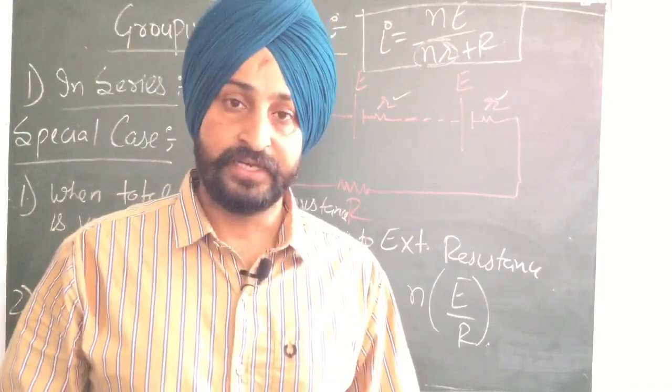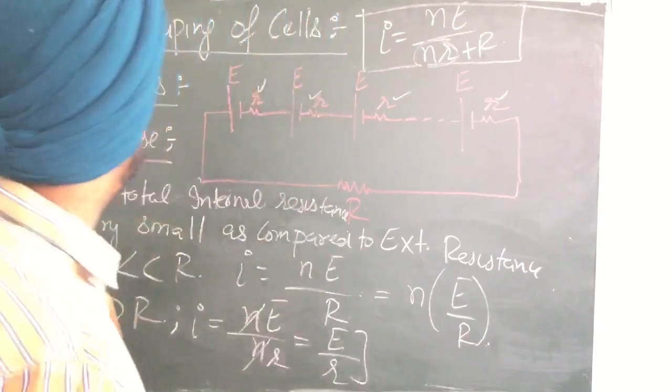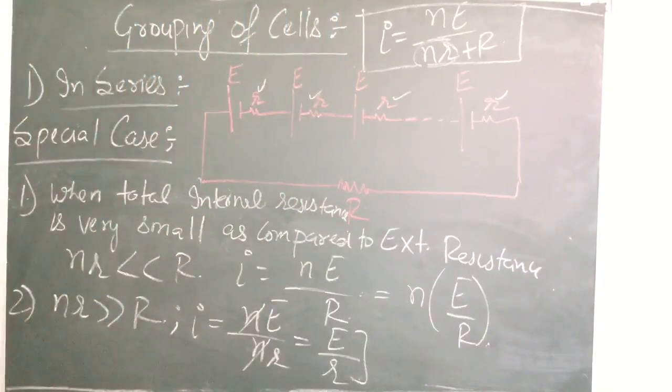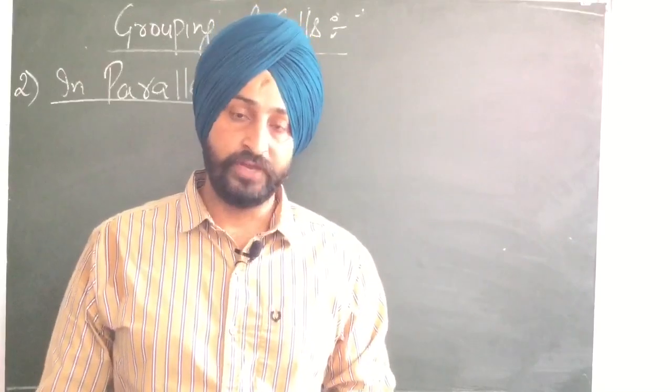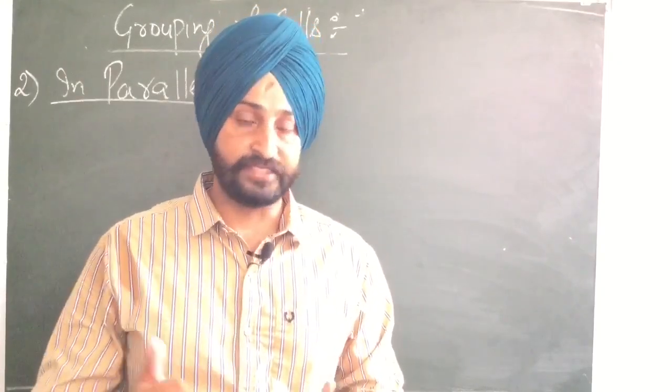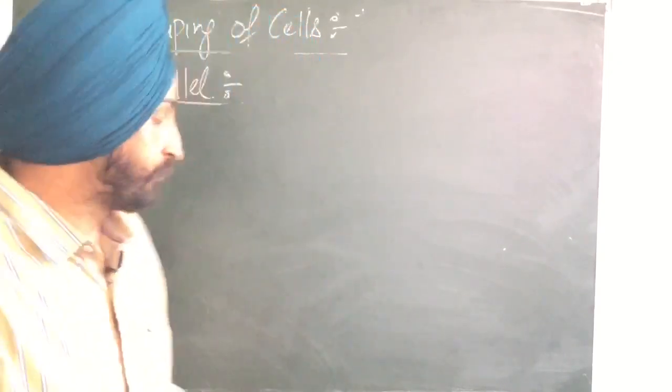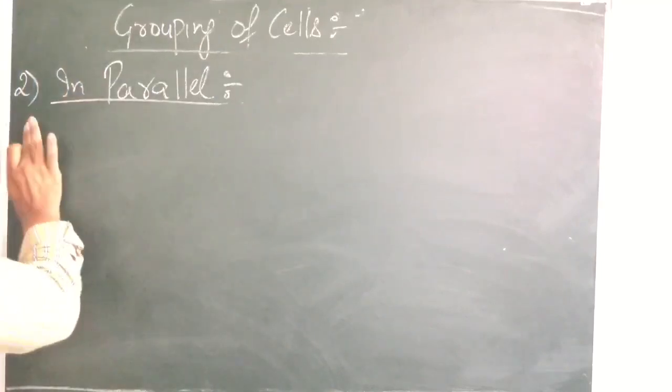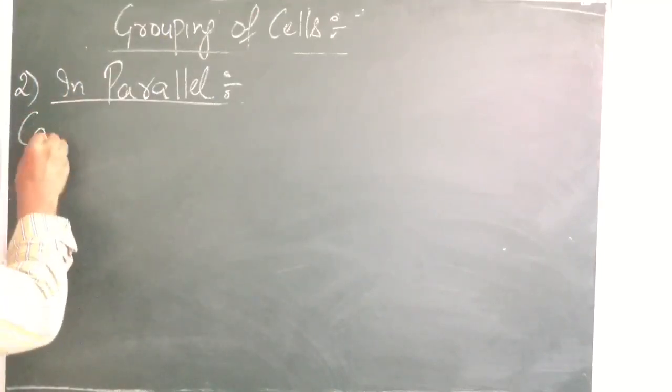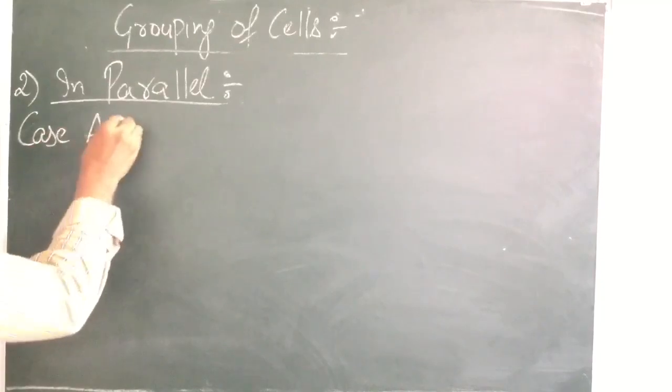These are the points which you need to keep in your mind in case of series connections of cells. Next we will be proceeding towards grouping of cells in parallel. So in parallel connections we will be doing three different cases. So our first case is, I will be writing it as case A.